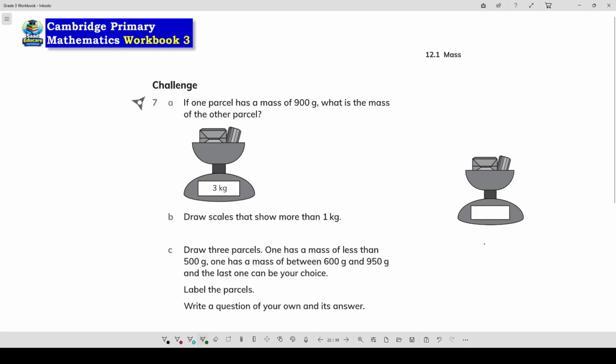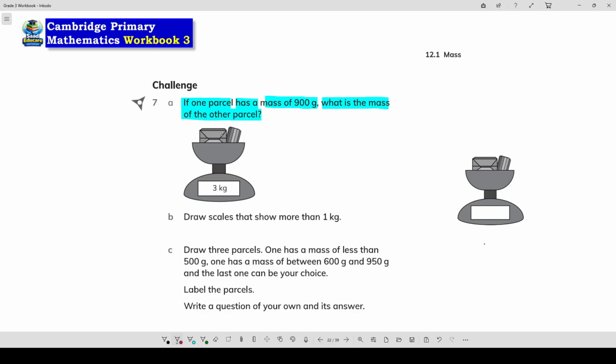Starting number 7, exercise 12.1 mass, mathematics workbook 3. If one parcel has a mass of 900 gram, what is the mass of the other parcel?